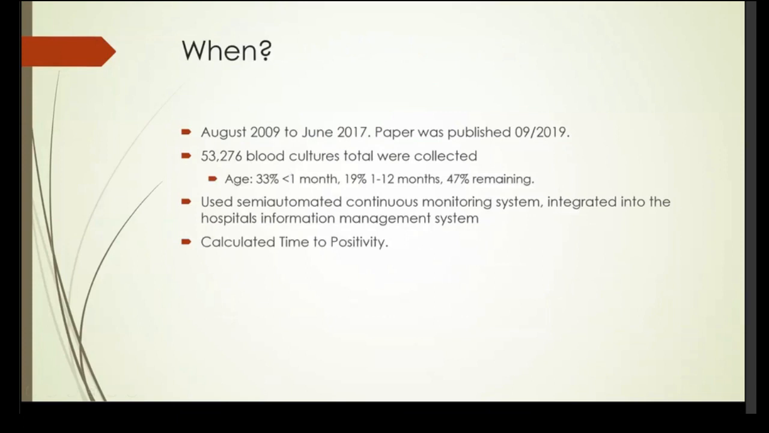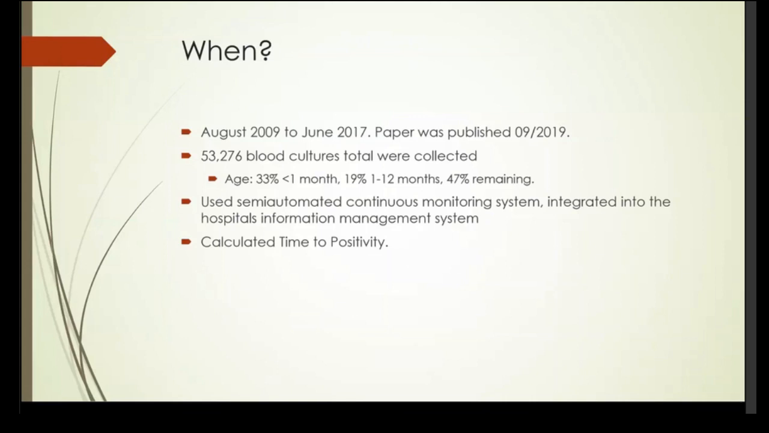Okay, so that was the where. Now let's talk about the when. So it drew blood cultures from 2009 to 2017. And this paper itself was published September of 2019, so 1 year ago. We already talked about the age ranges for which blood cultures were drawn. It uses a semi-automated continuous monitoring system. I imagine similar to the one we use here with that 10-minute interval. And then it's integrated in the hospital management system, which again, I likened to our using Epic. And from that, they calculate the time to positivity.